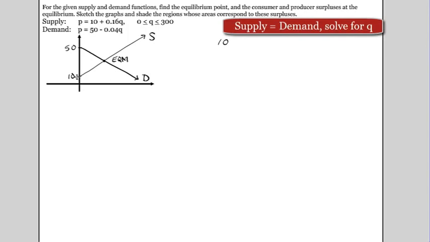To find the equilibrium point, we'll set supply equal to demand and solve for Q. I'll leave it to you to verify that Q equals 200.